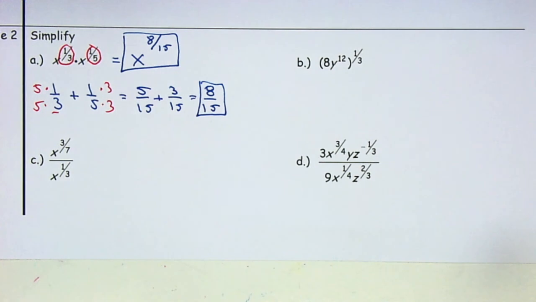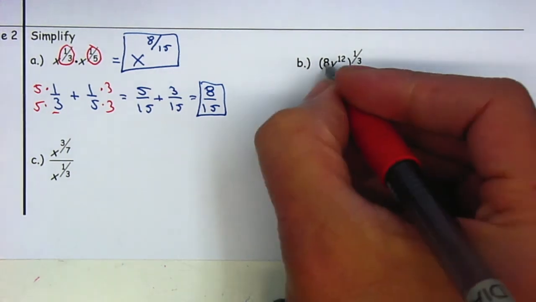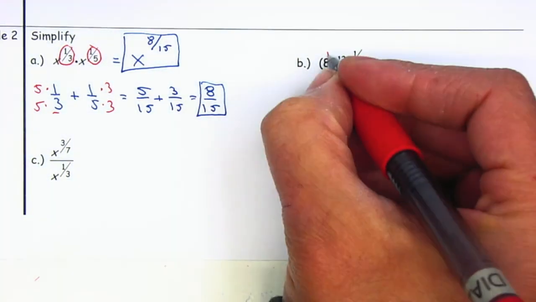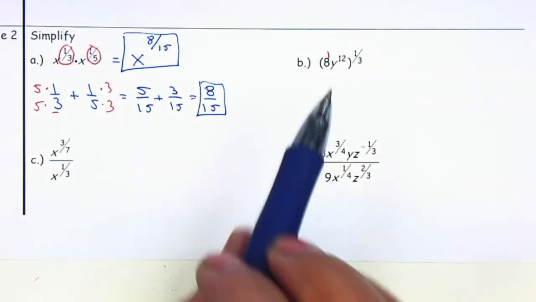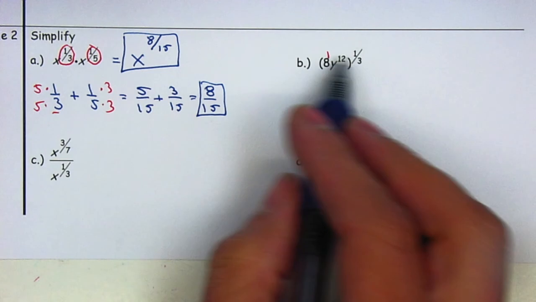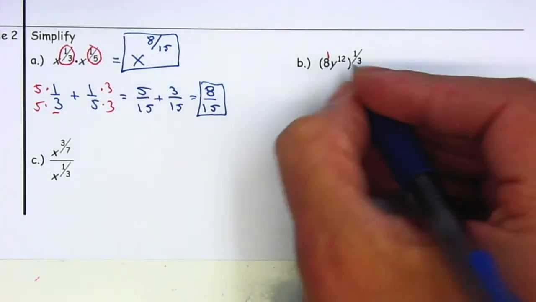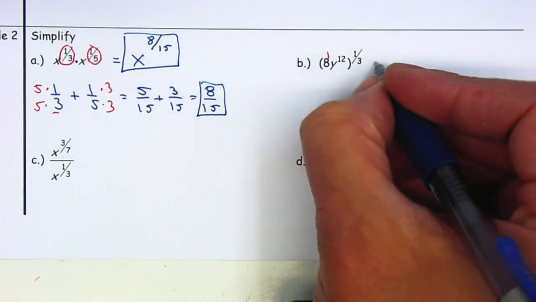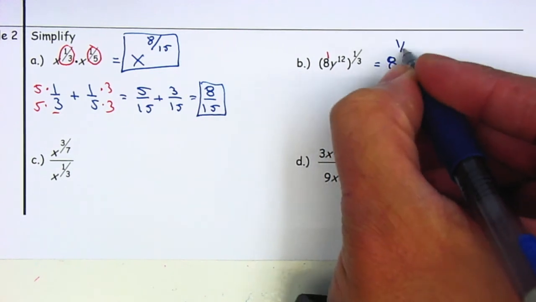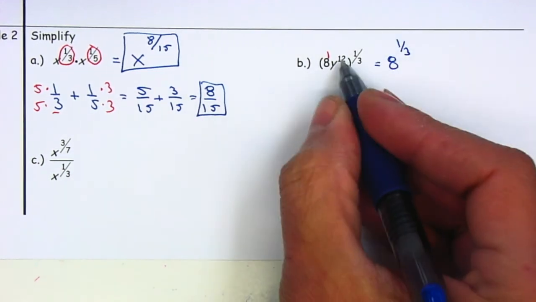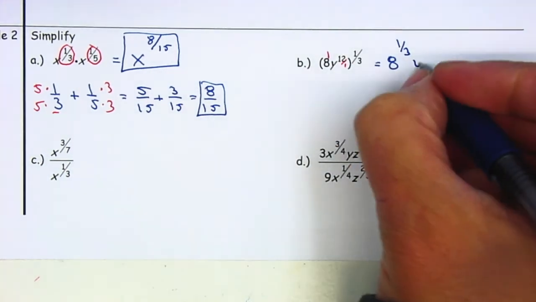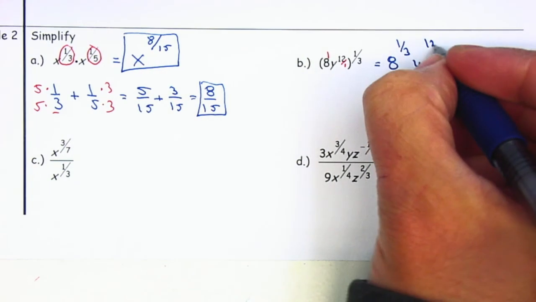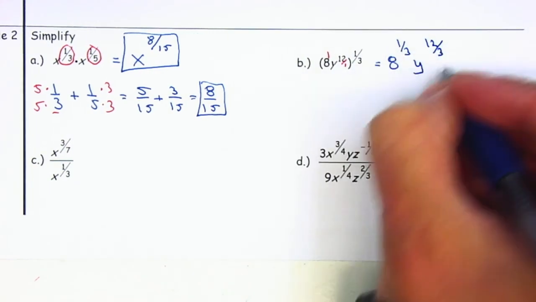For letter B, the exponent is outside the parentheses, so we're going to multiply. Don't forget to place the exponent for the 8. Automatically there's a 1, so I want you guys to automatically place your exponent if you're going to multiply. 1 times 1/3 will give me 8 to the 1/3. To multiply a whole number by a fraction, I'm going to place it over 1. So I'll be y. 12 times 1 is 12. 1 times 3 is 3.